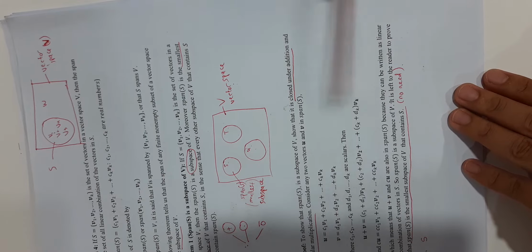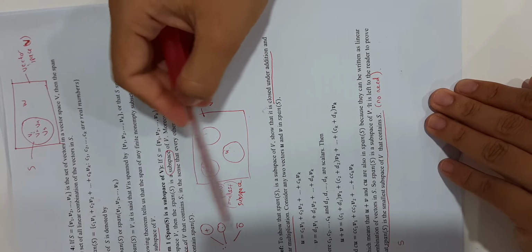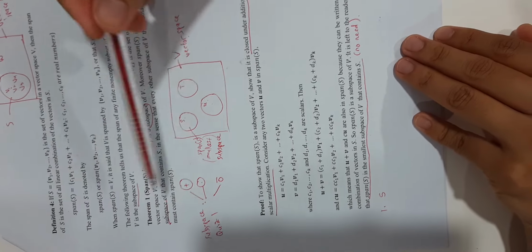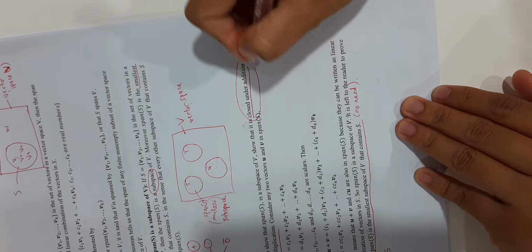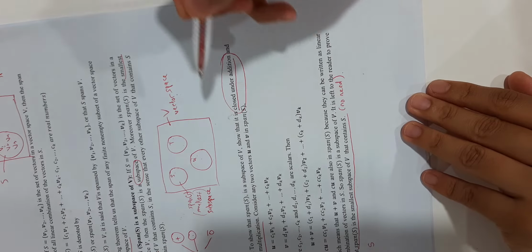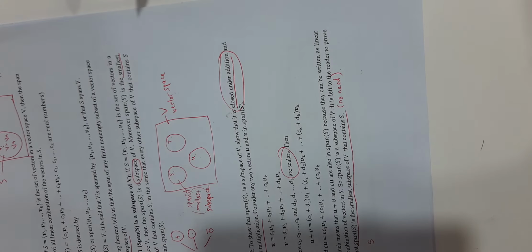Alright, so we have this proof here. This proof actually goes back to the same definition that we had before in order for you to prove a subspace. You will have to go through closed under addition and also closed under scalar multiplication.